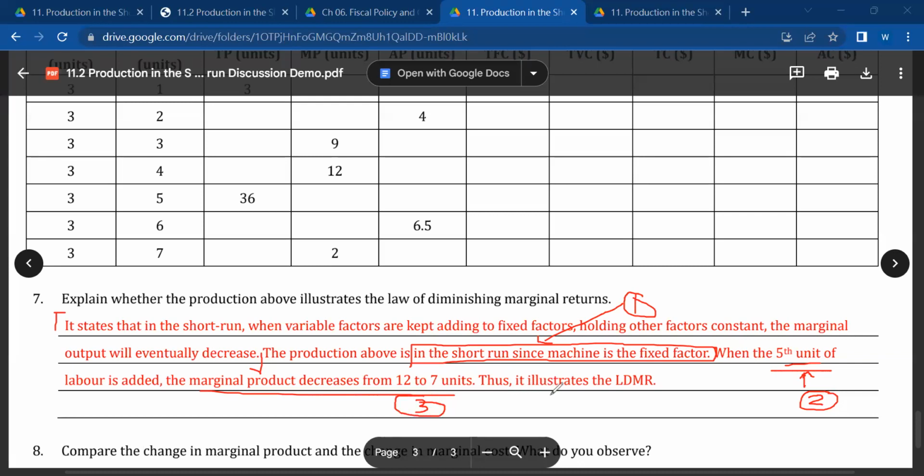Plus, illustrate the LDMR. There are 3 things you need to write. Again, the first thing is in the short run, you need to write down there is a machine and this machine is a fixed factor. Second, when we employ the fifth unit of labor. And the last one is the marginal product decreases from 12 to 7. So the answer is yes, it illustrates the LDMR. I'll give 1 minute if you want to copy the answer.